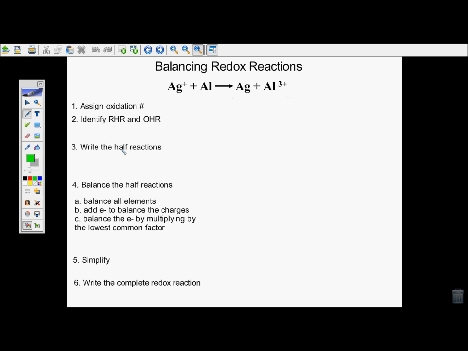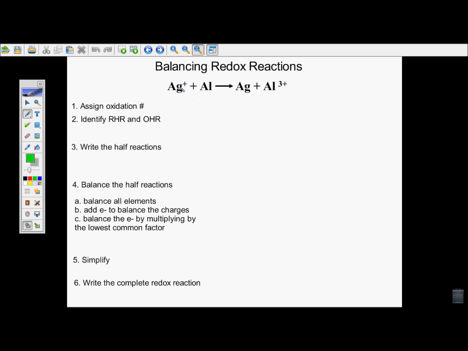So these are the steps to balance a redox reaction. The first step you are already experts at, and that is to assign oxidation numbers. You'll need to assign oxidation numbers to the reactants and then to their corresponding products. So our first reactant is, of course, silver and aluminum. This is the reaction from our tarnished bracelet. This is the reduction of the silver to remove the tarnish.